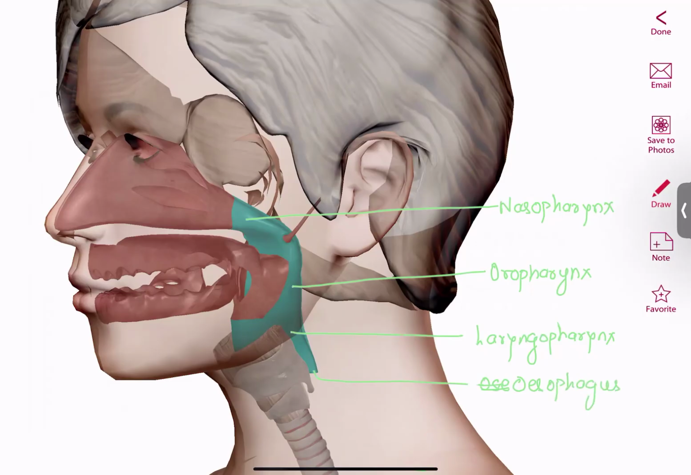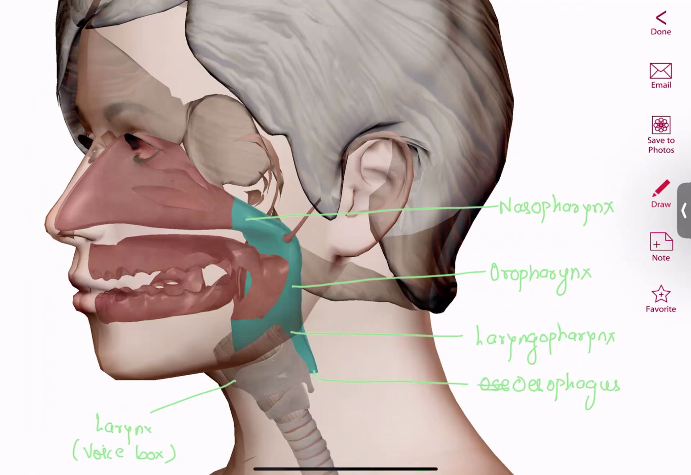It leads to the esophagus, okay? And the anterior part will lead towards the larynx. The larynx is also called the voice box, okay? Now, at the junction of the larynx and the pharynx, the opening is called the glottis.